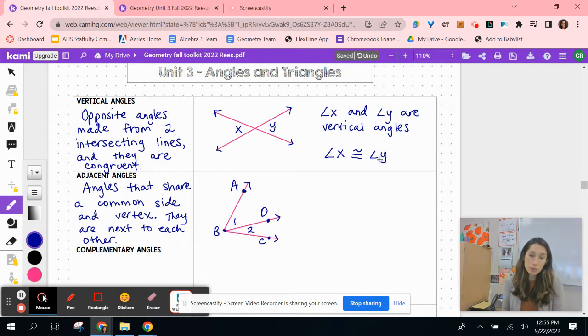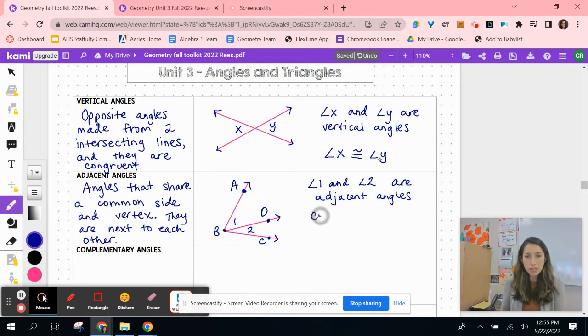In this case, we would have to use 3 points or 3 letters to name any of the angles, or we could use the numbers, angles 1 and 2. So in this diagram, we can say angle 1 and angle 2. That's probably the easier way to name them instead of their letters. Angles 1 and 2 are adjacent angles. Okay. Now they have a common side and a common vertex.